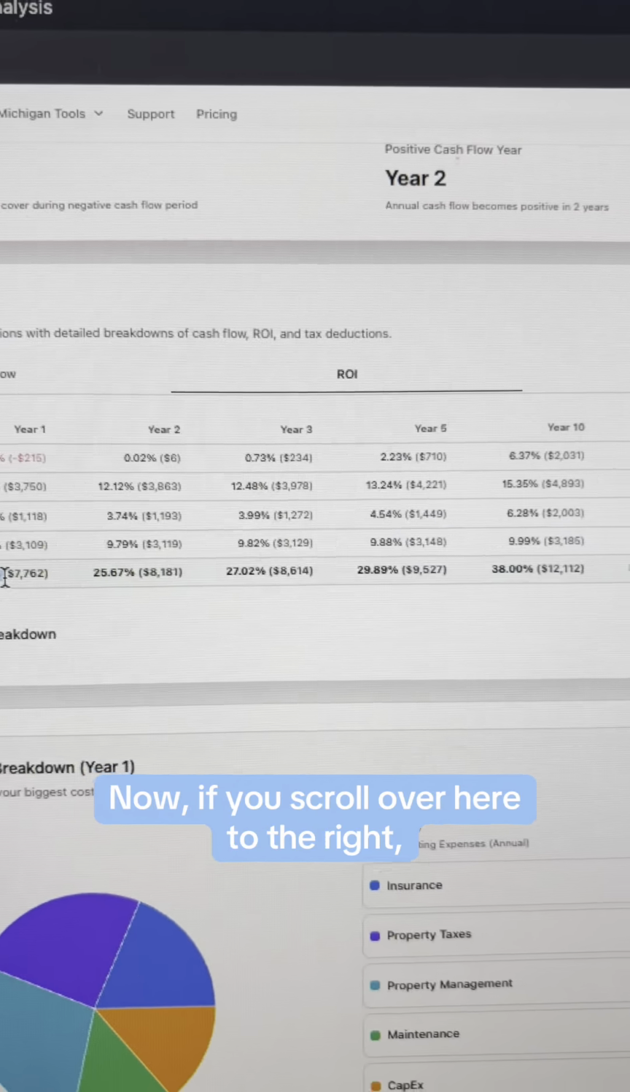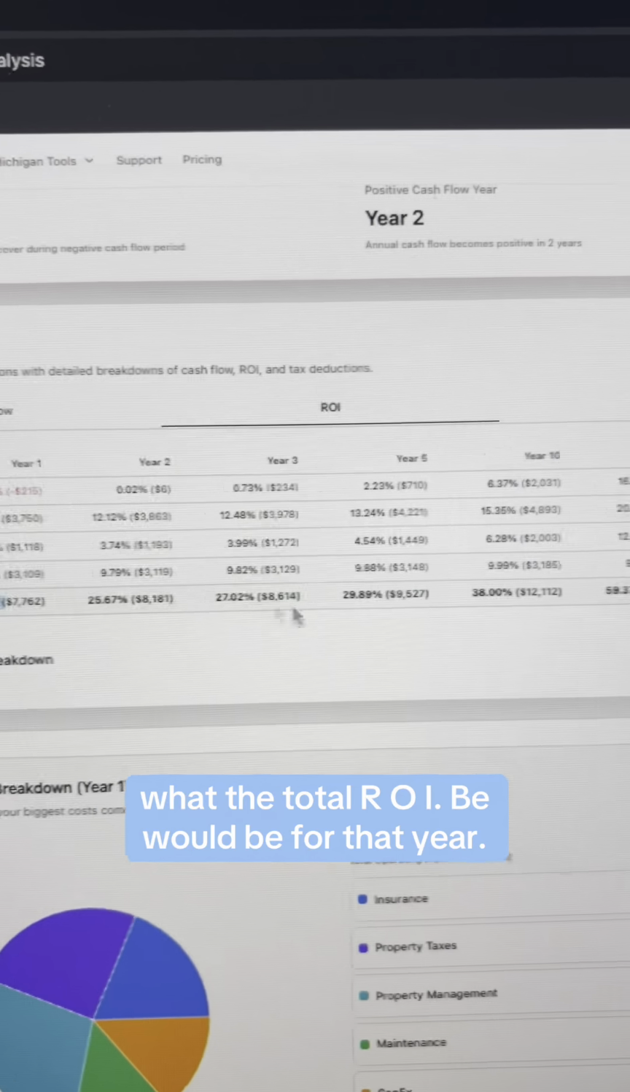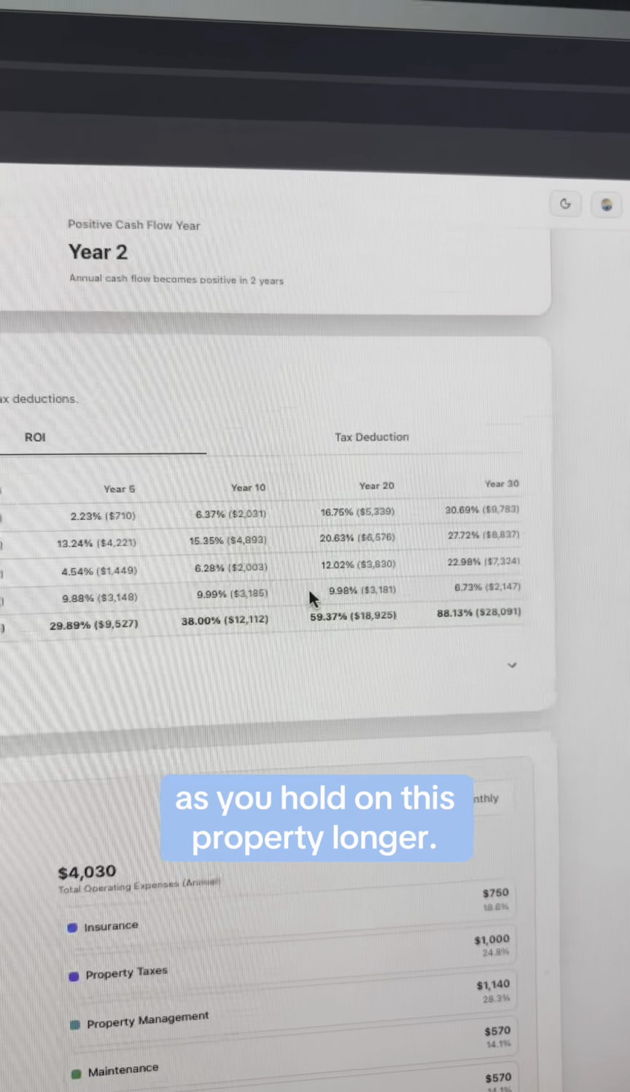Now, if you scroll over here to the right, you can see for the next 30 years what the total ROI would be for that year. And you can see how this number gradually increases as you hold on to this property longer.